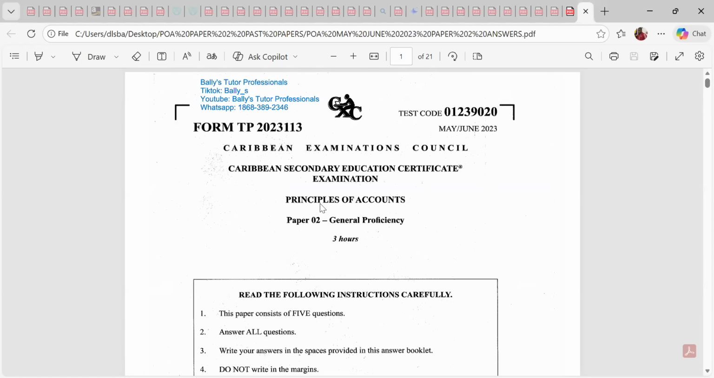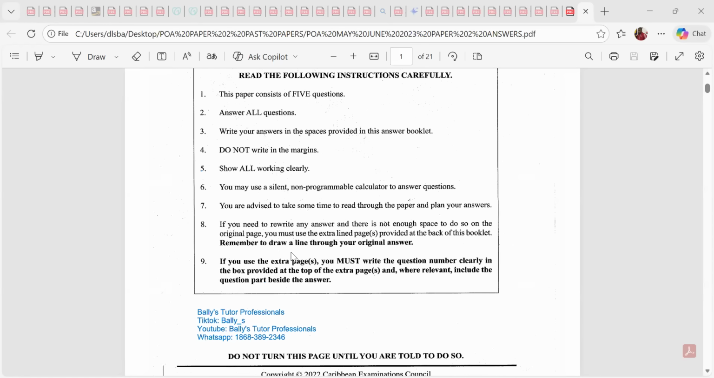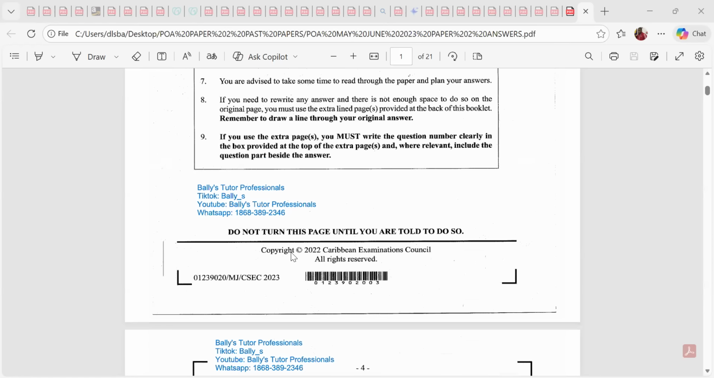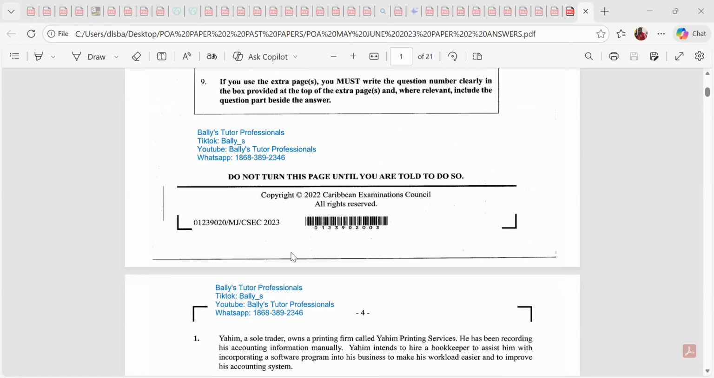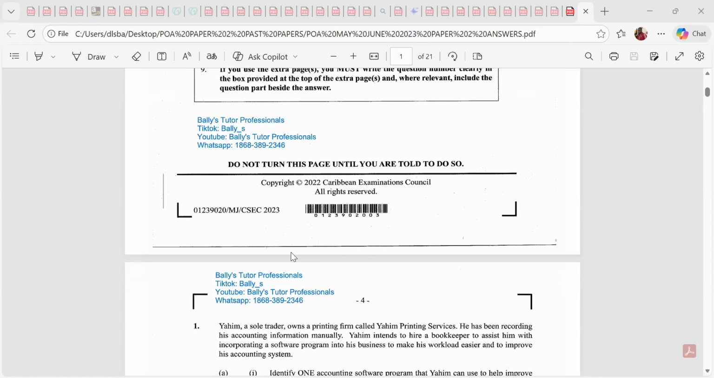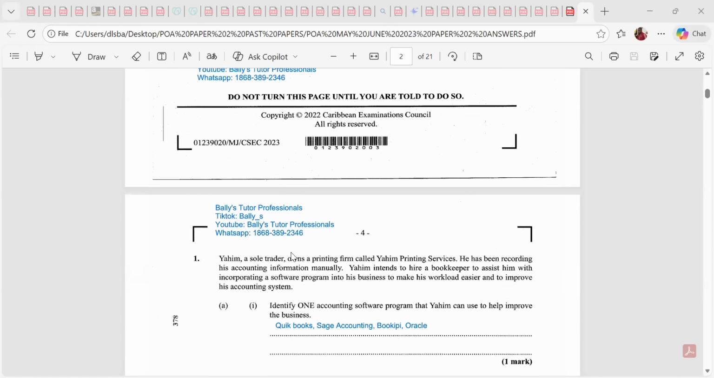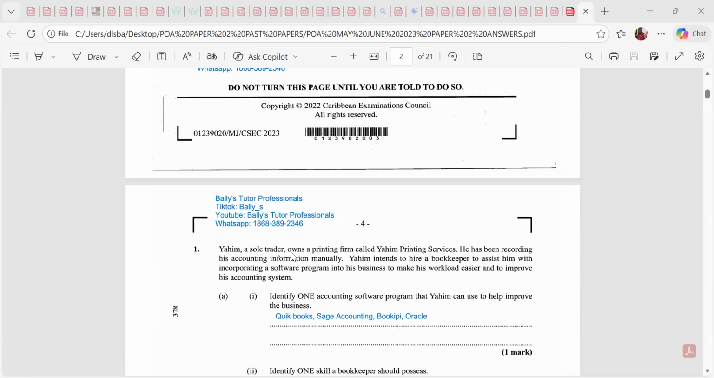All right, this is June 2023. Three hours. The accounts marathon is always the hardest, but this paper is so long. Let's see.